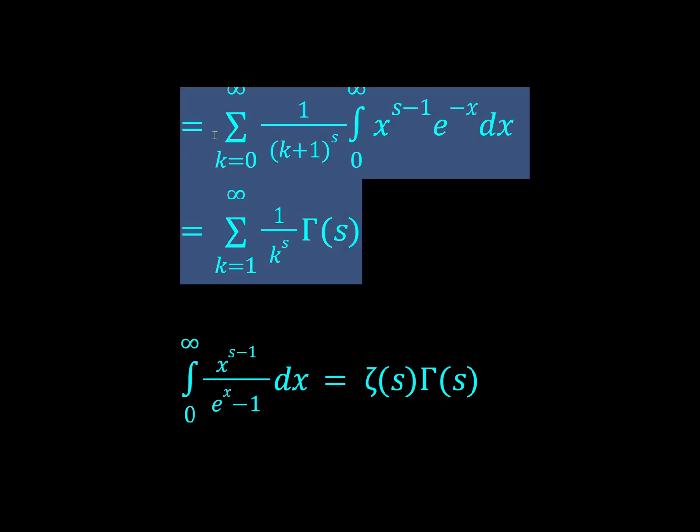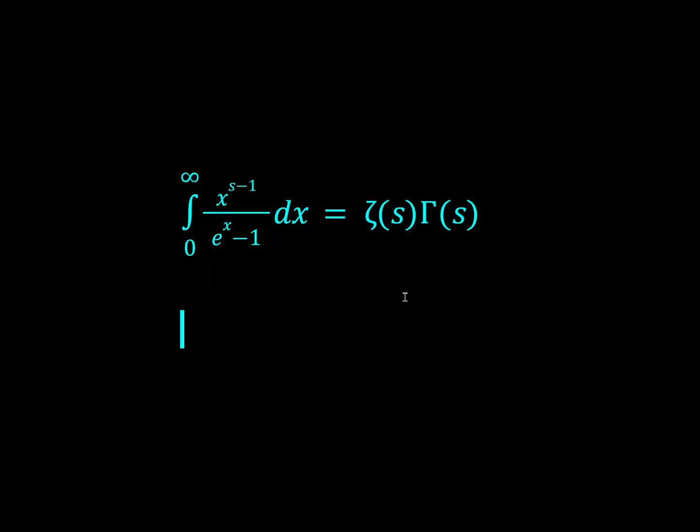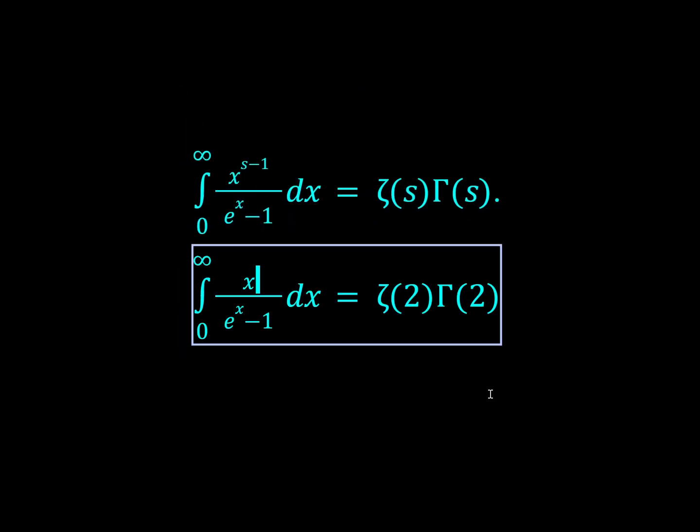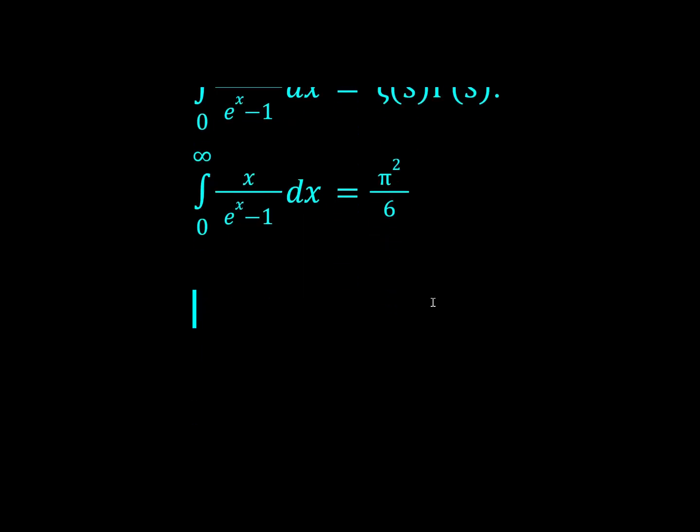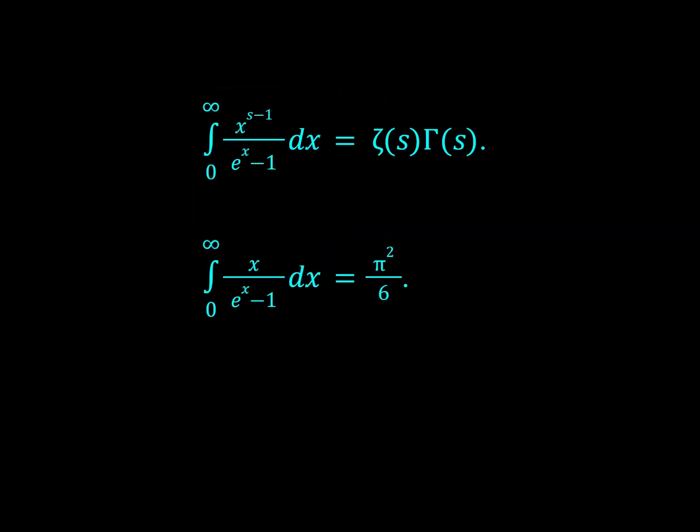That's actually crazy. So let's look at some nice results. If we take s equals 2, for example, that's equal to zeta 2 gamma 2. Gamma 2 is, of course, 1 factorial. And zeta of 2 is literally the coolest thing. It's pi squared over 6. Yeah, pi is appearing here as usual. So honestly, this has got to be one of my favorite integrals.